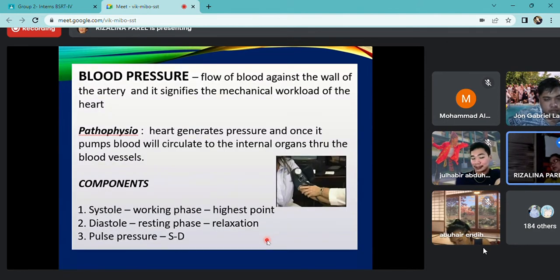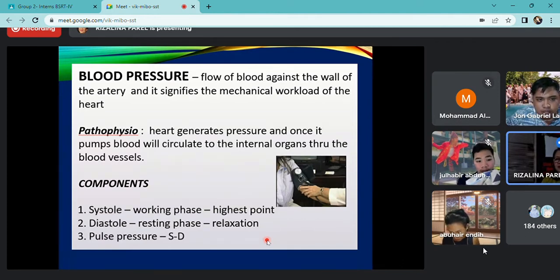Okay, moving on to the vital sign, blood pressure. This is the flow of blood against the wall of the artery, and it signifies the mechanical workload of the heart. So the pathophysiology on how this blood pressure is produced, we have the heart that will generate the pressure. So coming from the atrium and the ventricles, or the atria and the ventricles, and coming from the different valves. So magproproduce ng pressure.